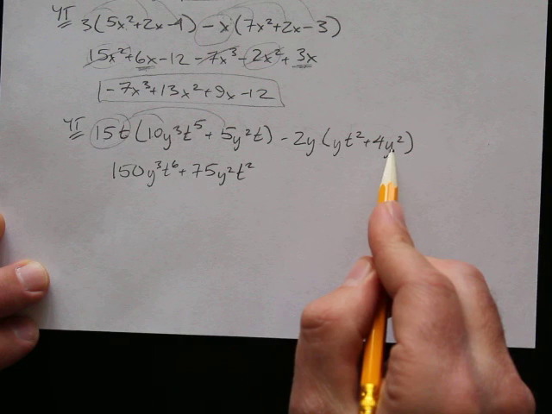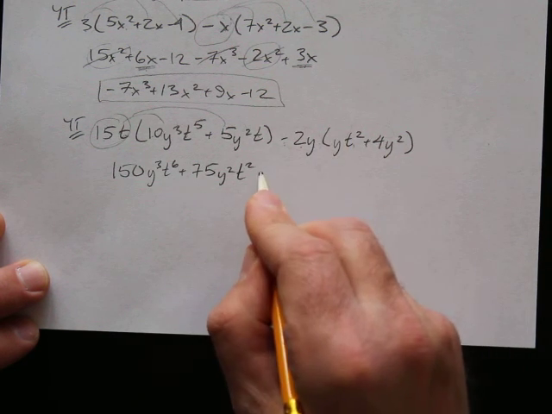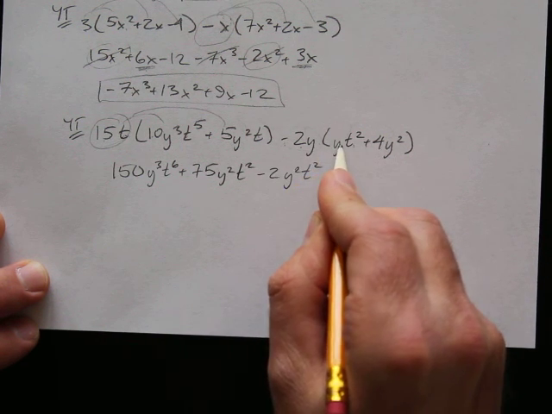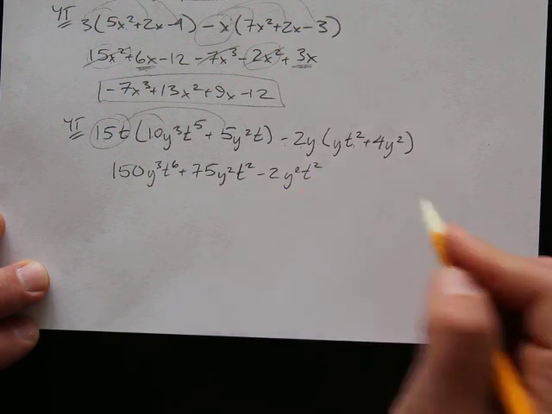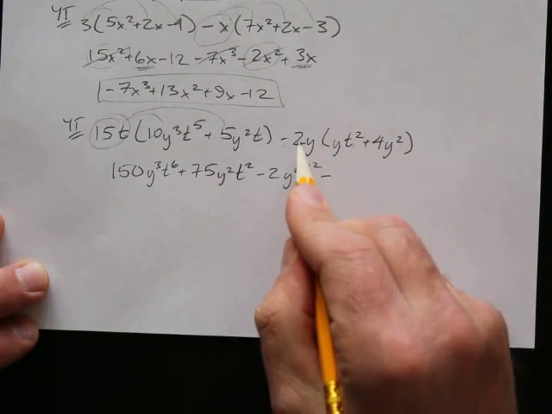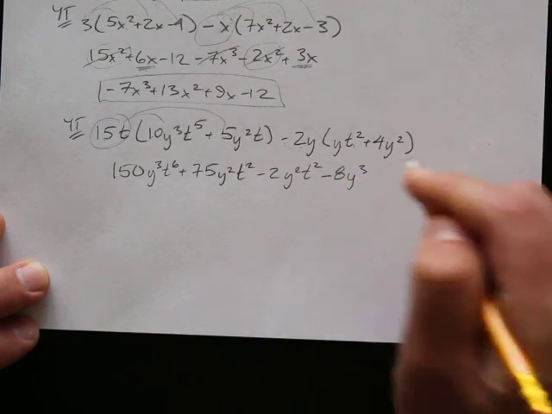Now let's look at this guy. Negative 2y times this guy. So that's negative 2y squared t squared. y times y is y squared, and the t squared just stays there. Minus, because it's negative here, negative 2 times 4 is 8, and then y cubed.